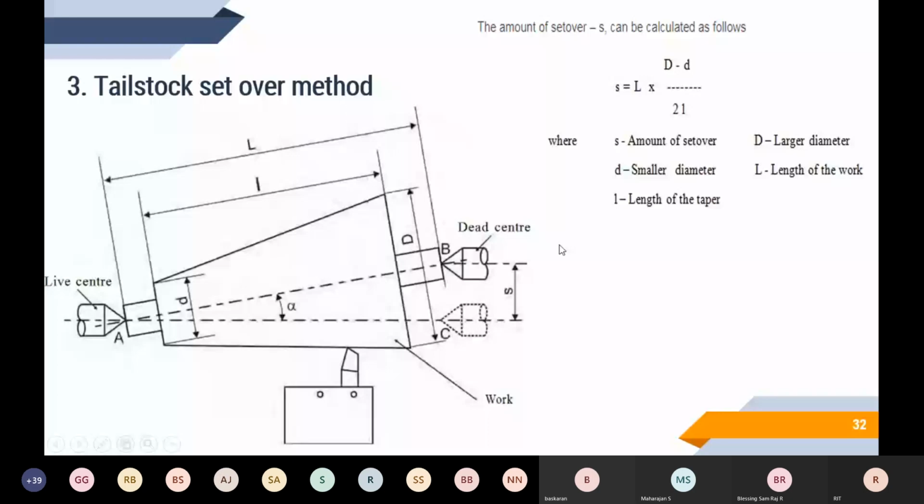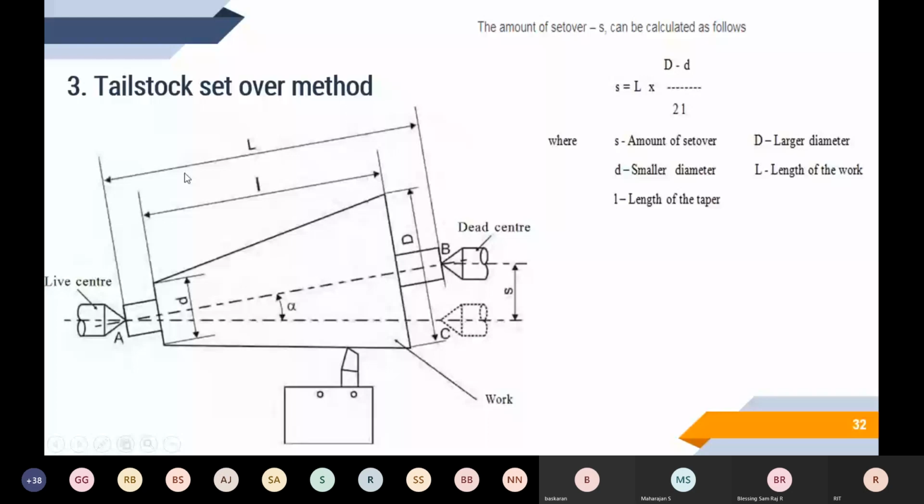The work is held between the centers, and longitudinal feed is given by the carriage to generate automatic tapers. There is no modification in the carriage portion. The tool just moves left and right, and the taper is automatically obtained. Based on the formula, we shift the set over distance: S equals L times (D minus d) divided by 2l. S is the amount of set over, small d is the smaller diameter, capital D is the maximum large diameter, small l is the length of the taper, and capital L is the total length of the job.